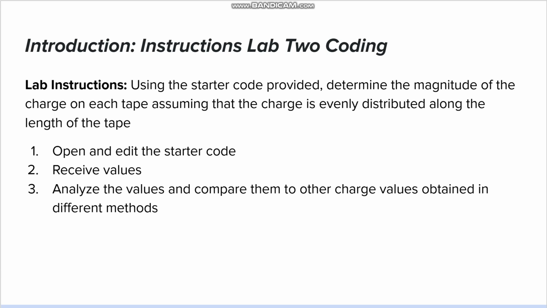The instructions for Lab 2 were primarily coding, being that, using the starter code provided, determine the magnitude of the charge on each tape assuming that the charge is evenly distributed along the length of the tape. The steps to do this were to open and edit the starter code, to then receive the values, and then analyze the values and compare them to other charge values obtained in different methods, such as those seen in Lab 1.